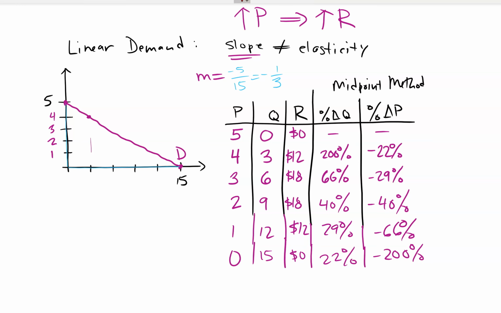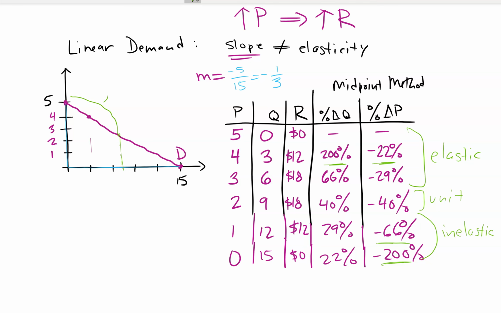So here, if we look at the top part, we're elastic because the change in price is small compared to the change in quantity. Here we're inelastic because now the change in price is big, and the change in quantity is small. And in the middle, we get to be unit elastic.